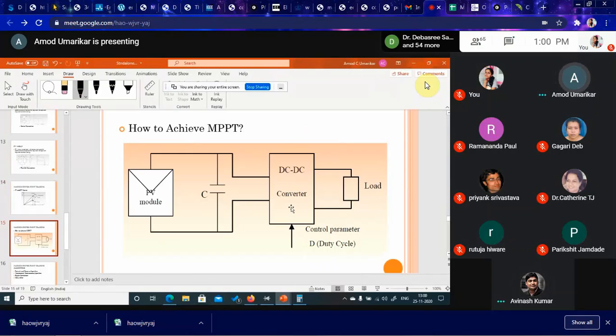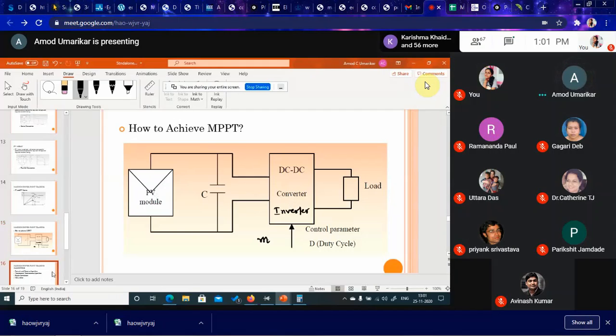So this is how we achieve it. The control parameter is duty cycle, with a DC to DC converter and load. When we use an inverter connected directly, the modulation index is the one we have to control for the MPP. The PV model will see only DC current from the DC link, but the inverter modulation index will achieve the maximum power point.